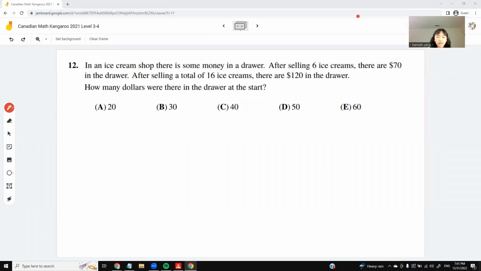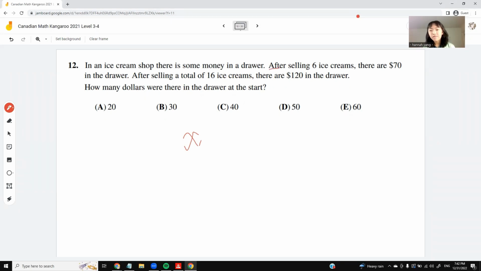Problem number 12. In an ice cream shop, there is some money in a drawer. After selling 6 ice creams, there are $70 in the drawer. After selling a total of 16 ice creams, there are $120 in the drawer. How many dollars were there in the drawer at the start? We can call the starting amount of money X, just give it a variable.